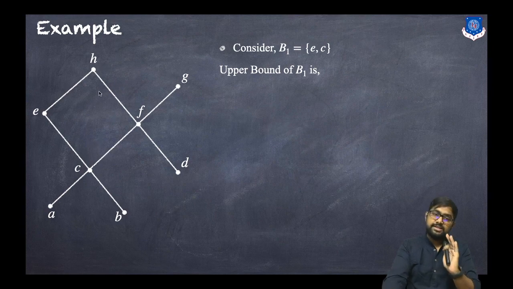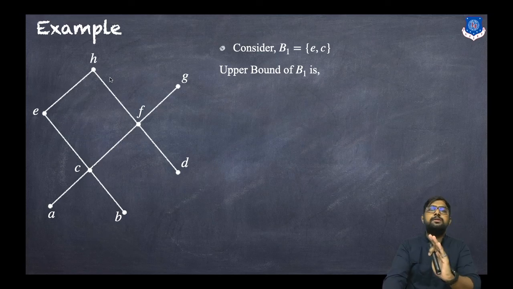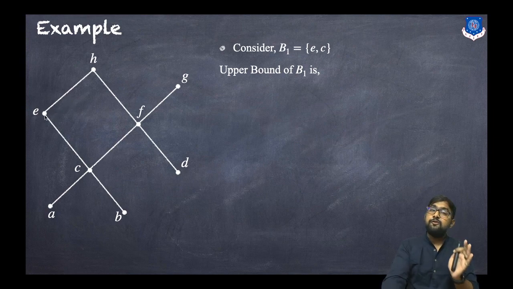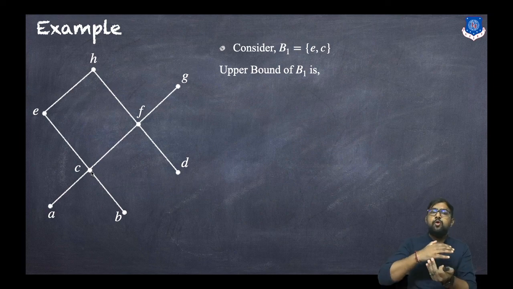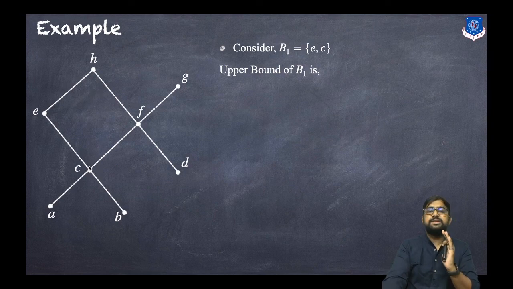Just consider H. There has to be a relation from this set to the upper point, specifically to H. Now can we go from E to H? Is there a relation from E to H? Yes. Now can we go from C to H? Remember, it is a Hasse diagram and all the relations are in the upward direction. Yes, we can go from C to E and then E to H. So H is an upper bound.